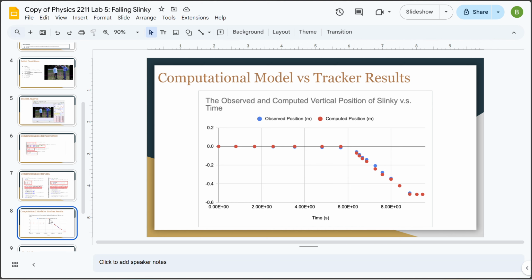After getting all that data from Tracker, we can plot it against the computational model's data, and this gives us an observed versus predicted graph. Right here we have the predicted numbers, which are in red, from the computational model, and then the observed is in blue, and that is the actual data that we collected. And as you can see, they slightly differ as we move along the graph.